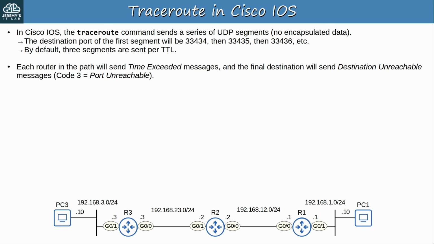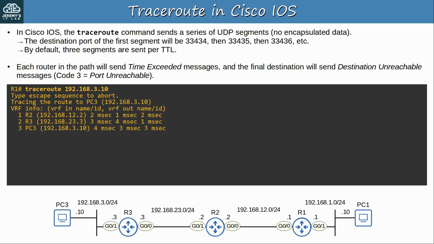Each router in the path will send time exceeded messages, and the final destination will send destination unreachable messages, specifically with code 3 for port unreachable. Why port unreachable? Well, it's because 33434, 33435, etc. are not significant port numbers that might be used by an application on the device. So the device will send port unreachable messages to say, I'm not running any applications on this port.